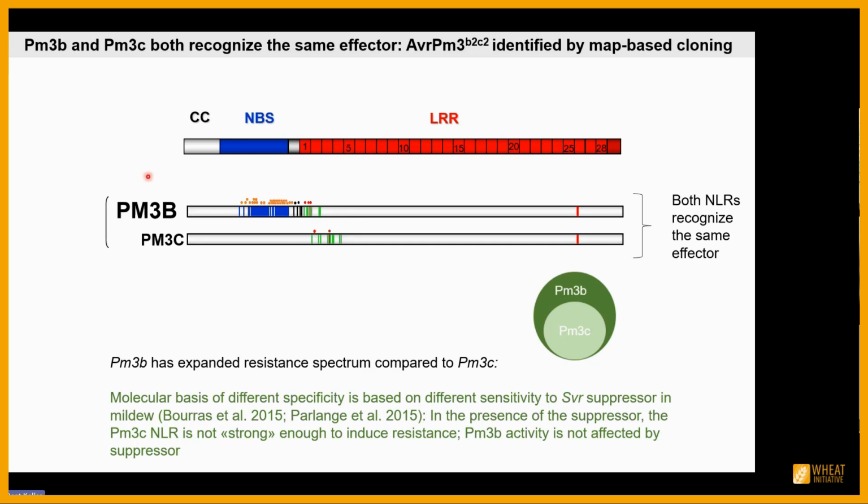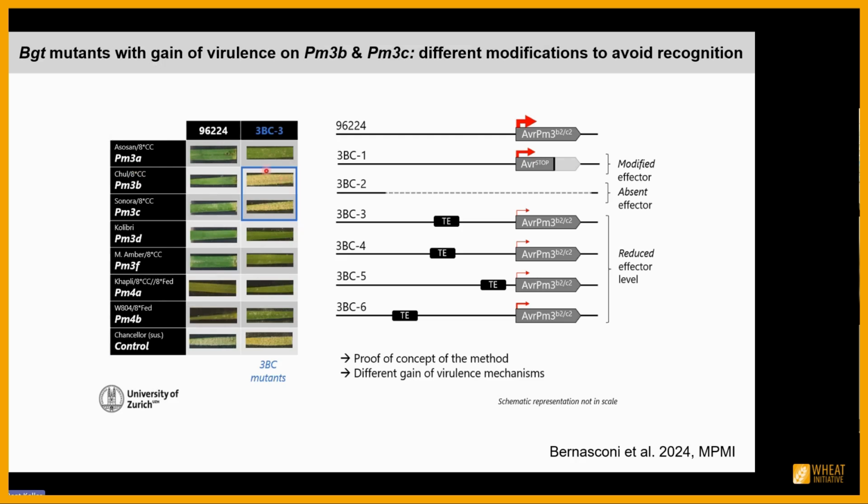So we made the mutagenesis of PM3B, and basically what we found is all mutants on PM3B were also mutants on PM3C, and this nicely confirmed what we already knew from earlier work. And when we then looked at the mutants, one of them had a stop codon, the other one had a large deletion, and very interestingly, 4 of the 6 identified mutants had a transposon insertion upstream of the gene.